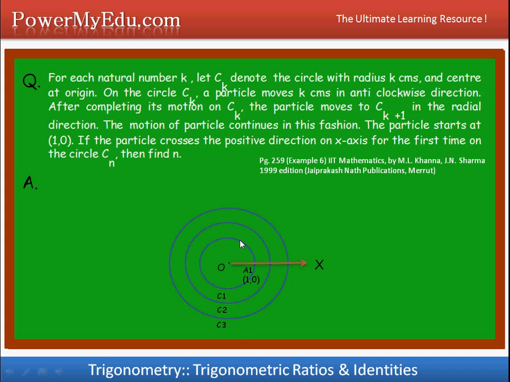Now the particle starts its motion. It will go in anti-clockwise direction for k centimeters, that is 1 centimeter, and say reach B1. Now after reaching B1, it will move to Ck plus 1, that is C2, in a radial direction. So it will move like this to reach, say, A2. From A2 again it will start its motion in anti-clockwise direction for 2 centimeters this time on C2 and reach, say, B2. And again it will move to C3 in a radial direction like this.